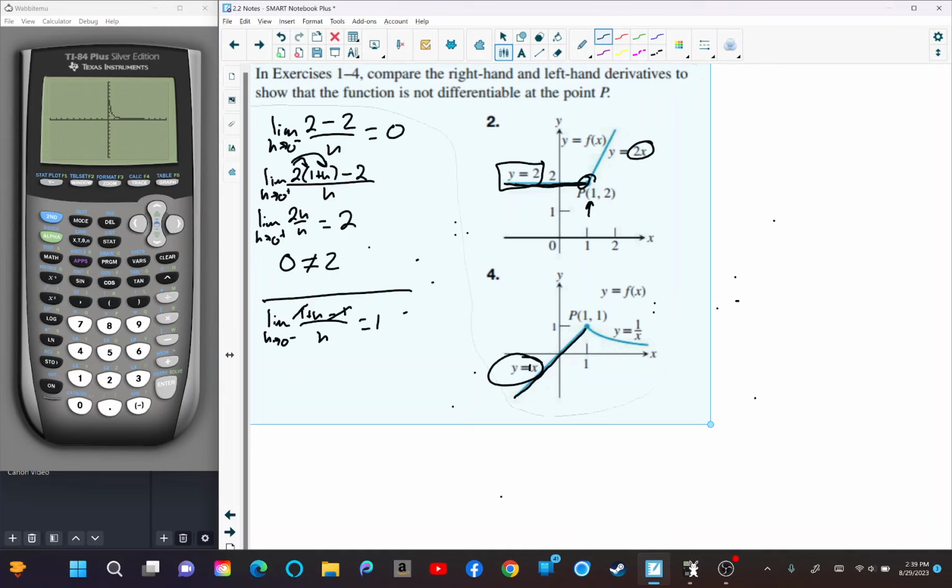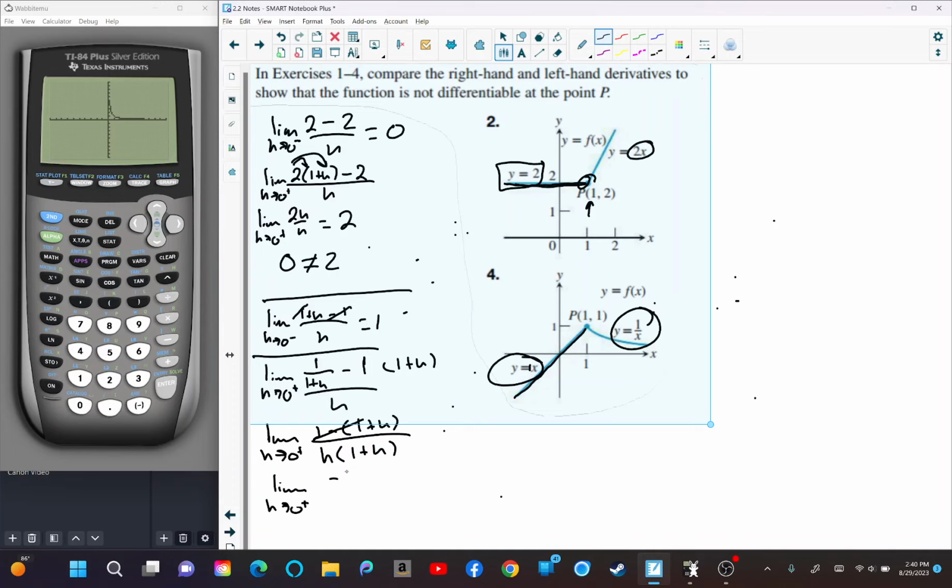Well, let's find out. Limit as h approaches 0 from the right of 1 over 1 plus h minus 1 over 1, which is 1 over h. So we have the limit as h approaches 0 from the right. We got to multiply everything by 1 plus h. Everything. So that'll be a 1 minus 1 plus h over h times 1 plus h. Well, the 1's cancel, and we're left with negative h. Limit as h approaches 0 from the right of negative h over h times 1 plus h. H's cancel, and so we end up with negative 1 over 1 plus 0. So we end up with negative 1.